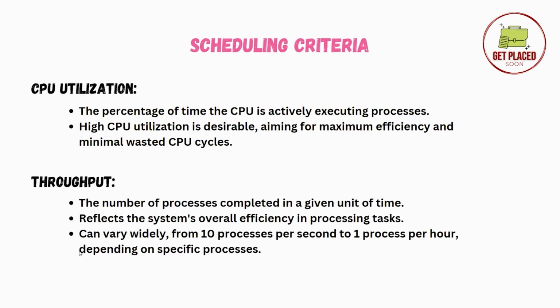Moving ahead, we have throughput. Throughput is nothing but the number of processes completed in a given unit of time. It can be like 10 processes completed per second or one process completed per hour. So all these things, how many processes in a given time, is known as throughput. So how does this help? Throughput helps in overall efficiency in the processing task.